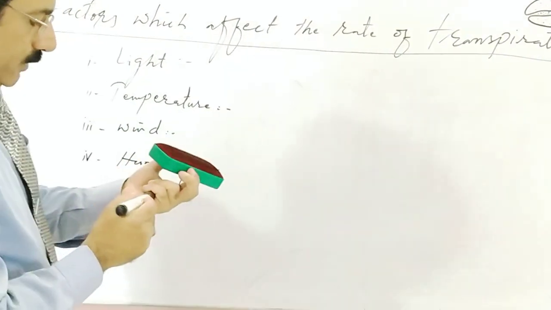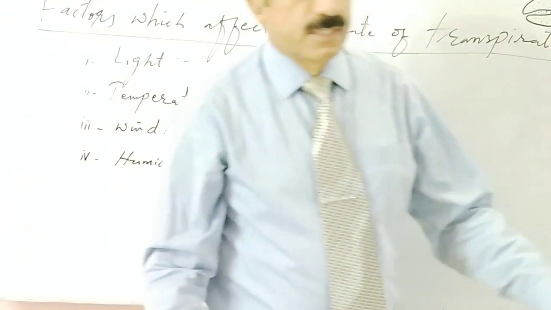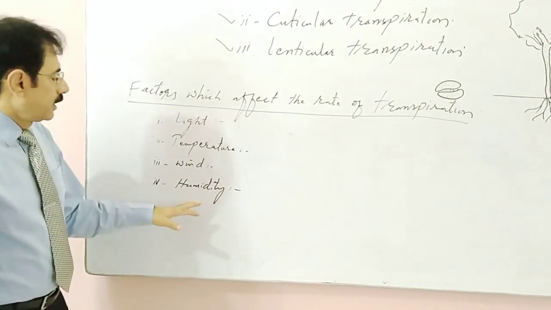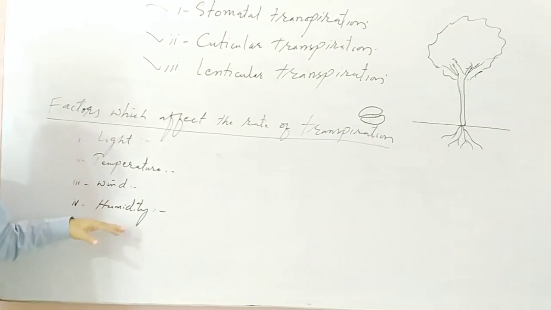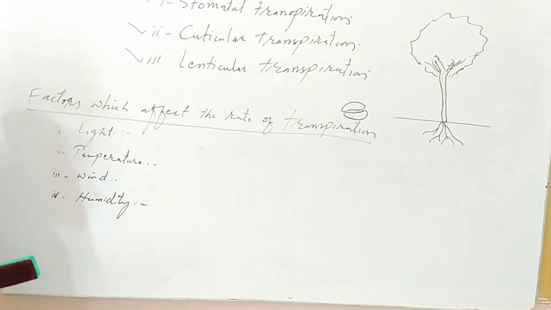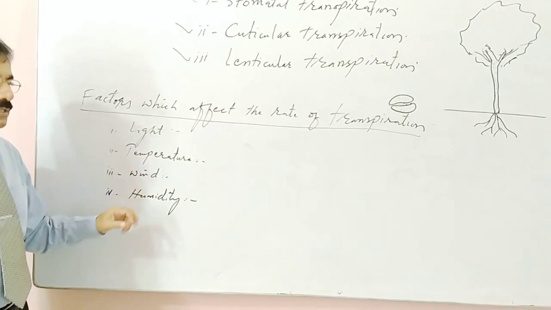Humidity. You see, the humidity reduces the rate of transpiration, because the rate of transpiration is also inversely proportional to humidity. When there is humid air around the plant body, it decreases the rate of transpiration.